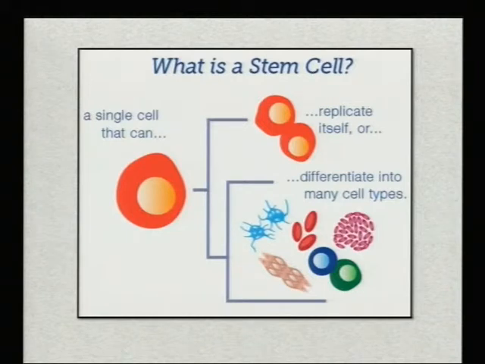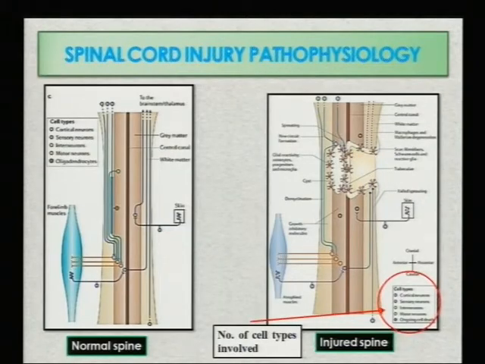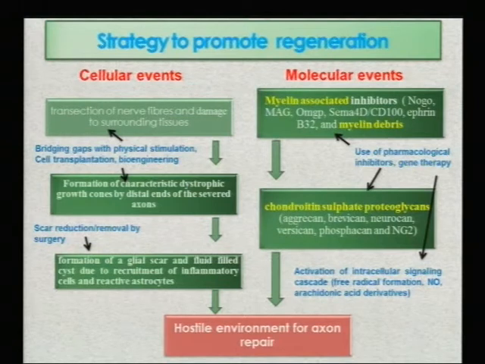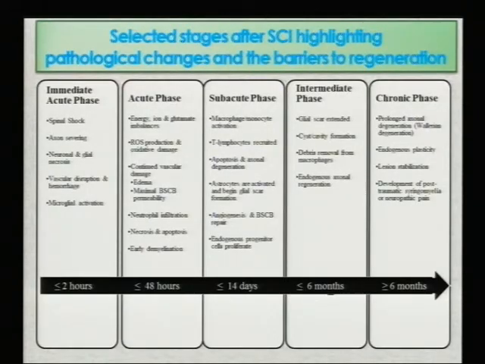We know that stem cells replicate themselves or are able to differentiate into many cell types. And if we try to analyze the pathophysiology of spinal cord injury and the requirements for repair and try to understand the various cellular and molecular events that take place after spinal cord injury, which create a hostile environment for axon repair, and then try to devise a strategy to promote regeneration, the role of stem cells will become very clear. We also need to understand that in various phases after spinal cord injury, various pathophysiological changes have a role.